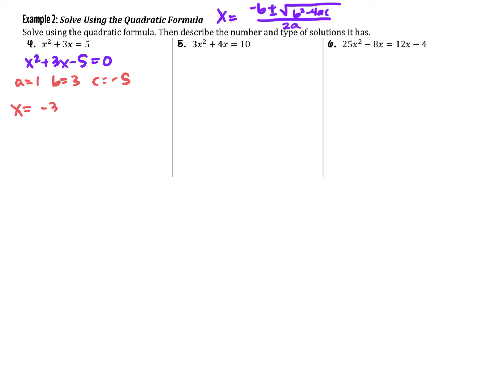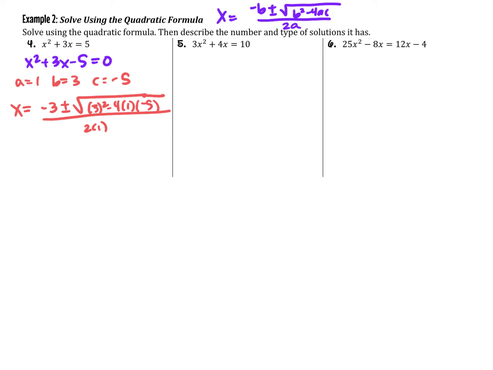So the opposite of b is negative 3, plus or minus the square root of 3 squared, minus 4 times a is 1 and c is negative 5. All over 2 times 1. Now, a couple things I want to point out here, just notationally, make sure that your square root covers everything it's supposed to cover, that it doesn't just stop. Also, make sure the fraction line for your denominator covers everything it's supposed to cover here.